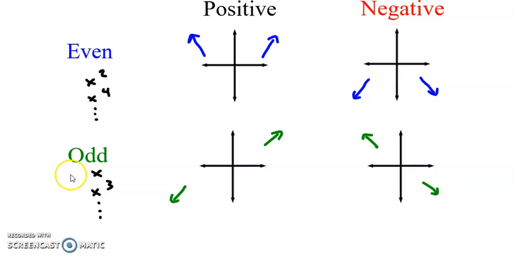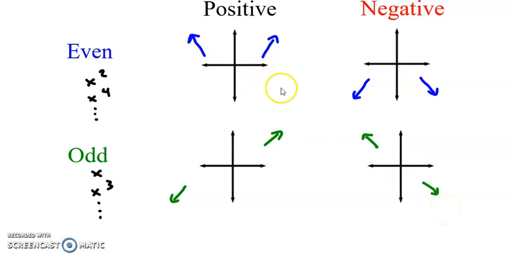And again, I think of the most basic odd degree function. That's a linear function. So it's going to be down, up if it has a positive coefficient, which is like a positive slope. And if it has a negative slope, then it's going to be up, down.